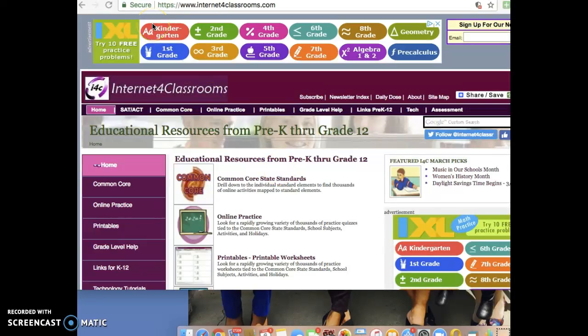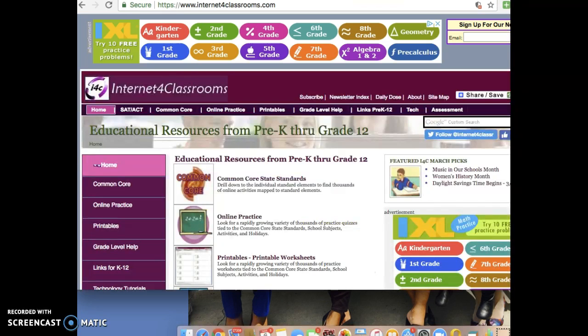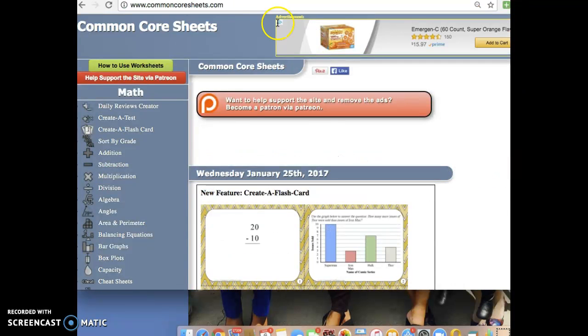Hello. So, just wanted to give a quick PD on two resources that I talked about last week to make sure we utilize these two. And it was Common Core Sheets and Internet4 Classrooms. So let's look at Common Core Sheets quickly.